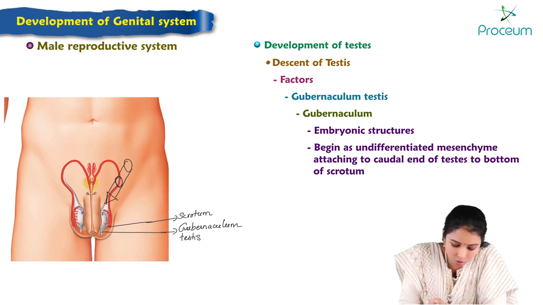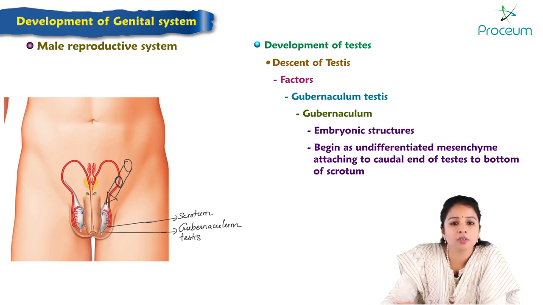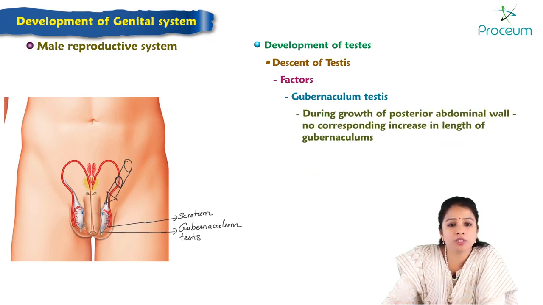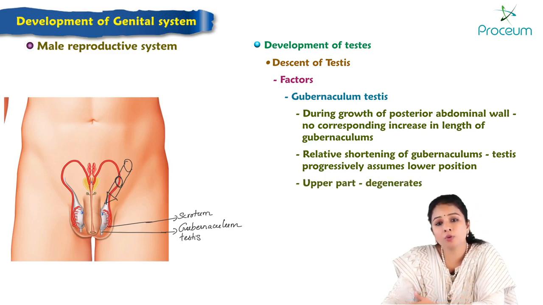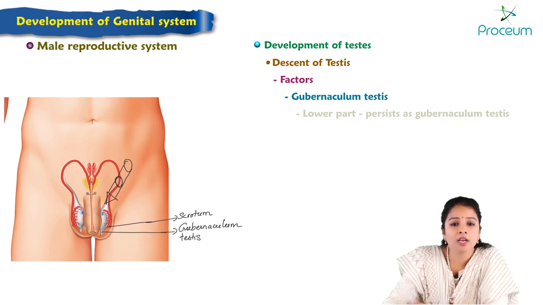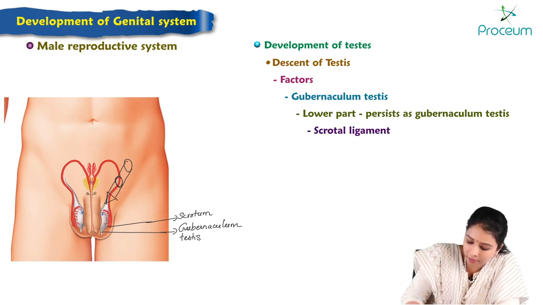Which is attached to the caudal part of the testis and to the inner wall of the scrotum. So during the growth of the posterior abdominal wall, there is a corresponding increase in the length of the gubernaculum. So there is relative shortening of the gubernaculum, and the testis progressively assumes a lower position. The upper part of the gubernaculum degenerates and the lower part persists as the gubernaculum testis, otherwise called the scrotal ligament.